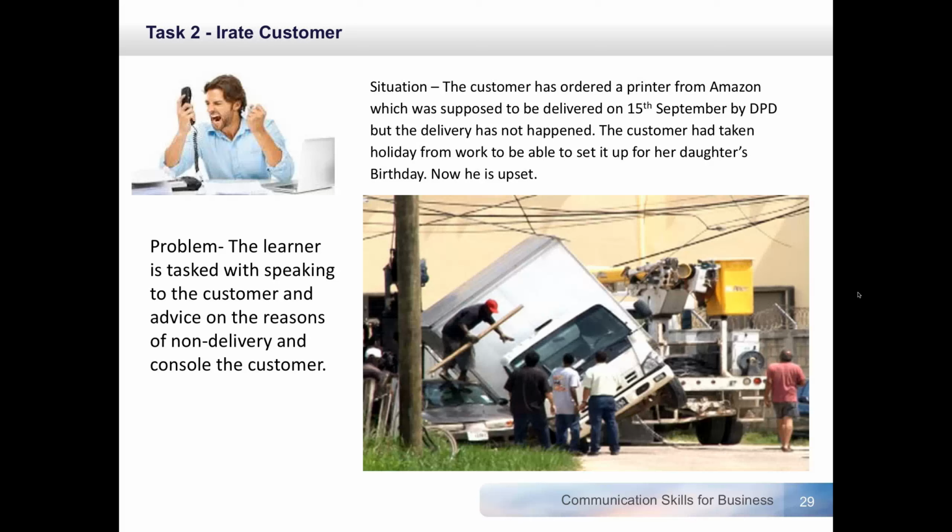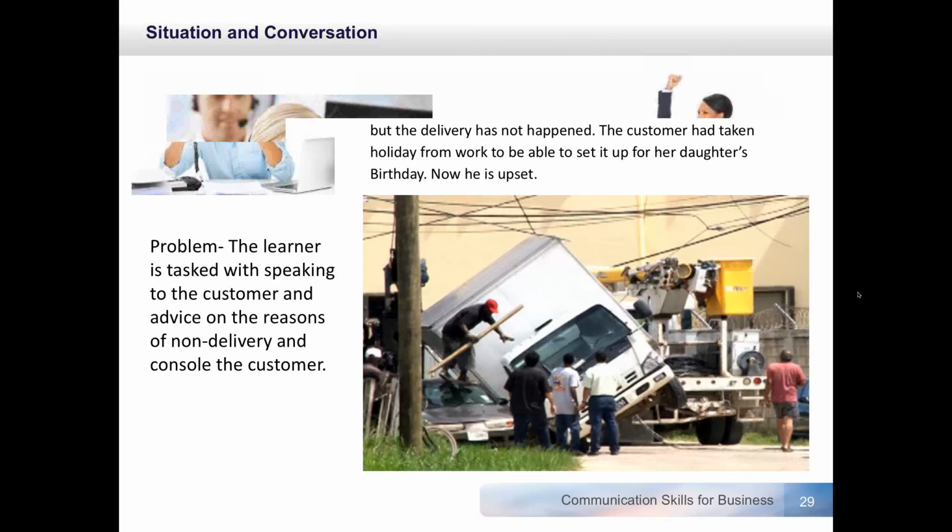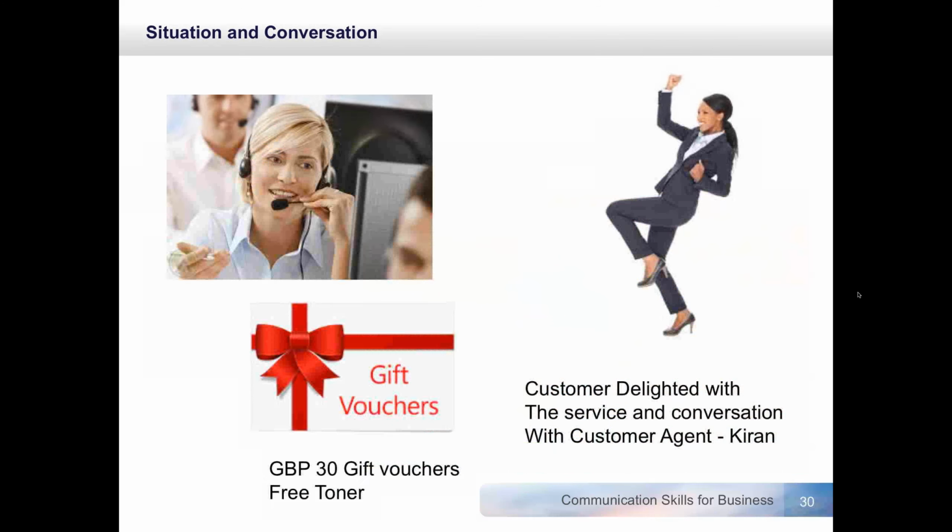There is a bit of a communication role play that we will get to see. We call the situation an irate customer, meaning the customer is absolutely unhappy because he hasn't received the delivery. On the other side, someone from the customer services department is going to give the customer a call. She is going to start the conversation, explain the situation, and use one of the communication models to salvage the reputation of the company, and at the end create customer delight by offering some free gift vouchers and a free toner.